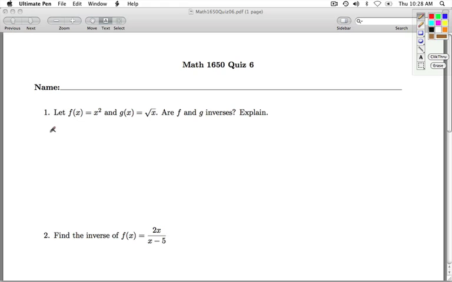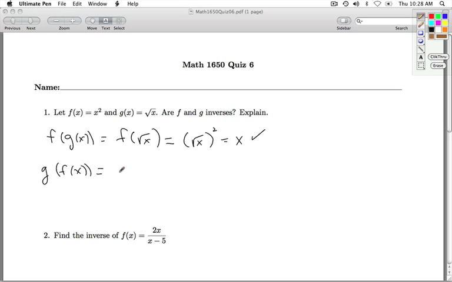If I look at f of g of x, this is f of the square root of x, which is the square root of x squared, which is x. So that looks good. Let's look at g of f of x.